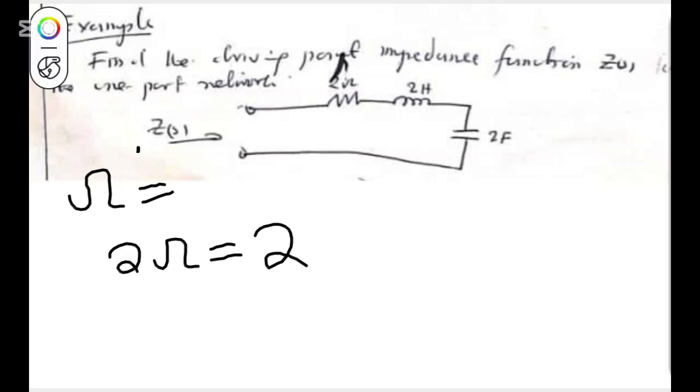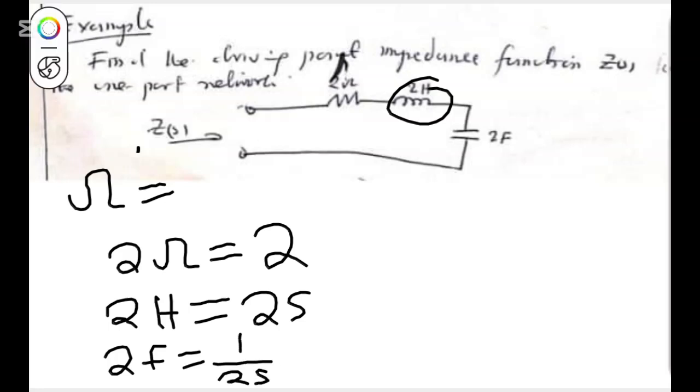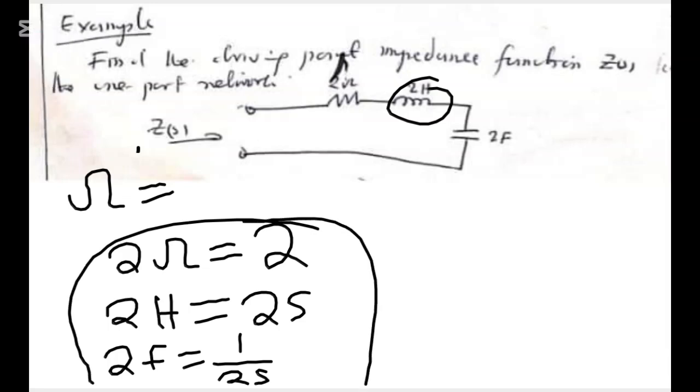The reason is that a resistor has no S term, because its voltage-current relationship is the same in both the time domain and the S domain. But the 2 Henry will now become 2S, and the 2 Farad is the inverse, so it will now be 1 over 2S. So this is how we can convert a network into S domain.